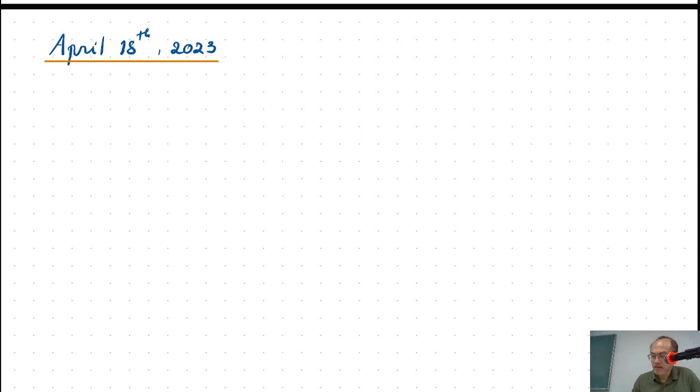Right. So today is 18th of April. Since we were away for quite some time, I'd like to say something about Fourier transforms.